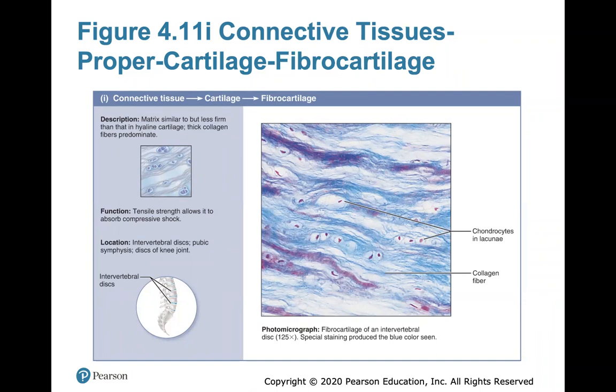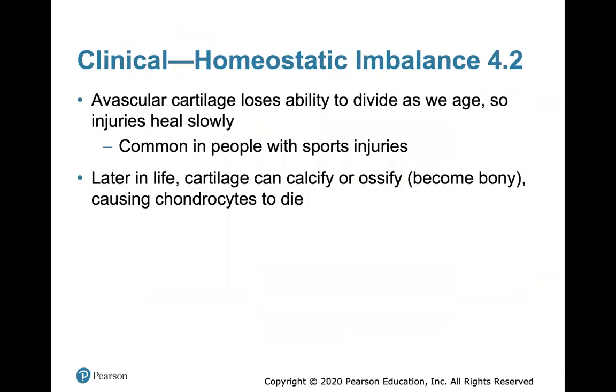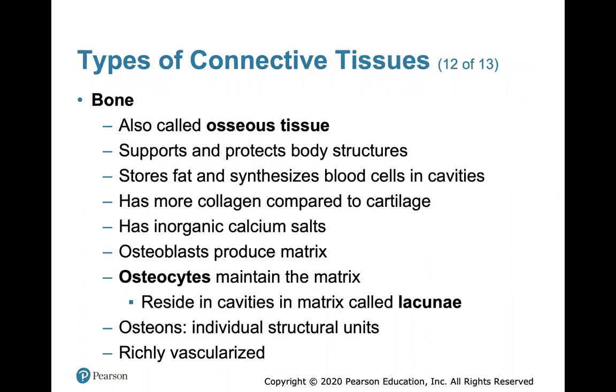It has tensile strength that allows it to absorb shock compression, found in your intervertebral discs and the pubic symphysis. Avascular cartilage loses the ability to divide as we age, so injuries will heal slowly. And cartilage injuries are very common in people with sports injuries. Later in life, the cartilage can calcify or become bony, causing the chondrocytes to die.